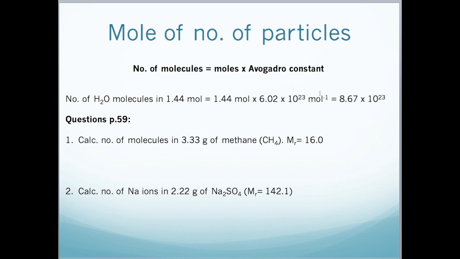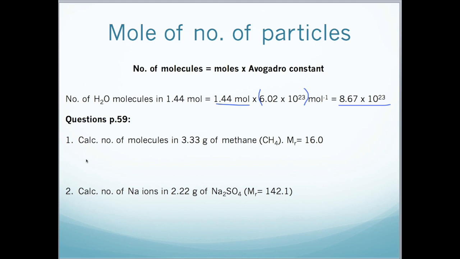We sometimes may be asked to calculate the number of molecules, and this is quite simple. We simply multiply moles by the Avogadro constant. For example, the number of H2O molecules in 1.44 moles: in order to get the number of molecules, we would multiply the moles that we are given here by the Avogadro number, which is 6.02 times 10 to the 23. So we get 8.67 times 10 to the 23 molecules of water in 1.44 moles.